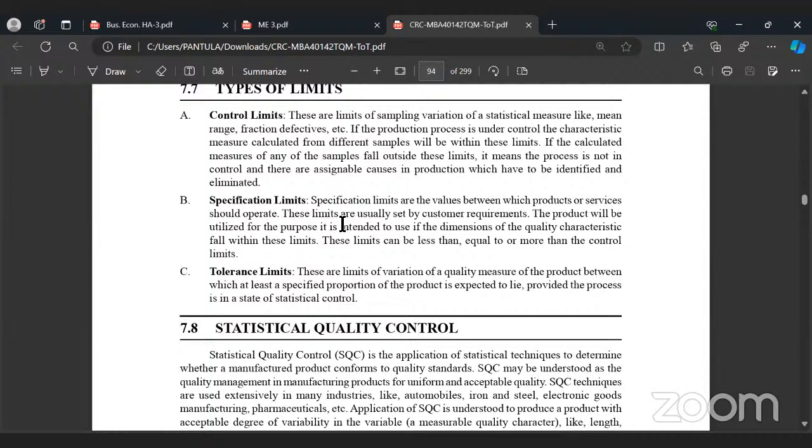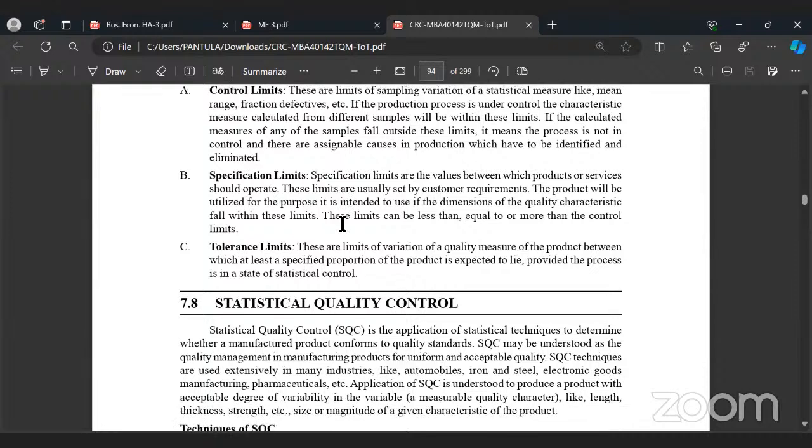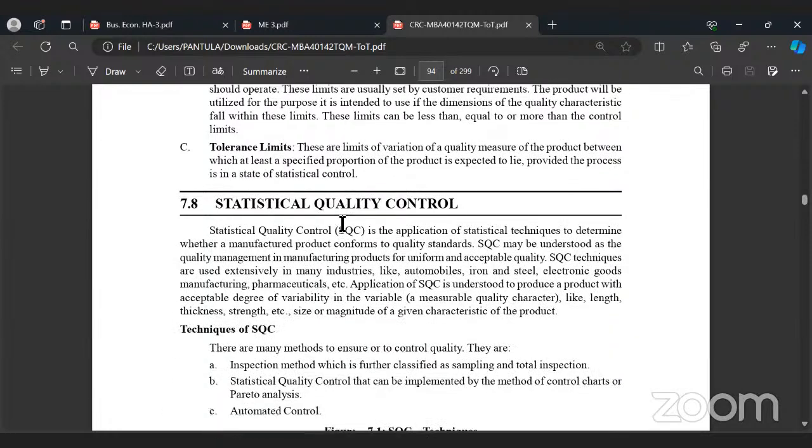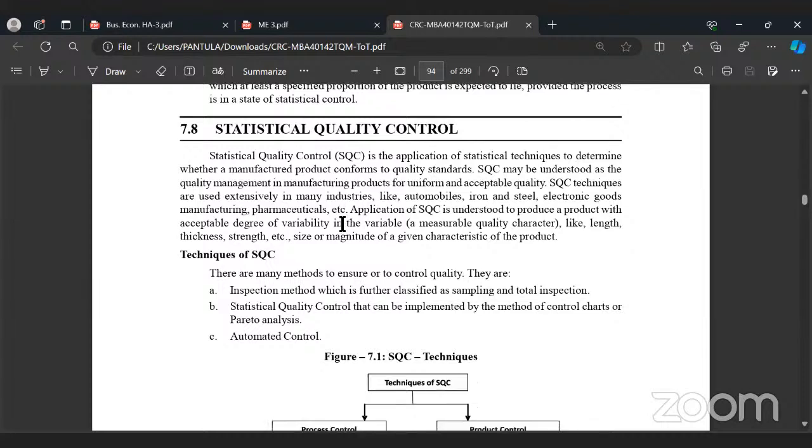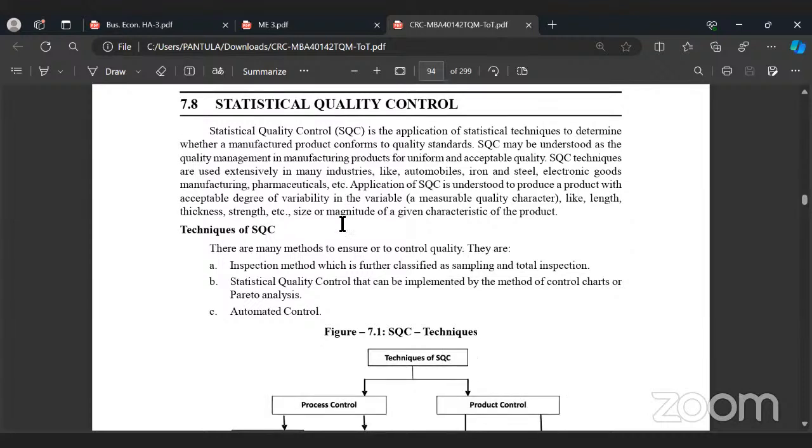Specification limits are the values between which products and services should operate. These limits are usually set by customers' requirements. The product will be realized for the intended purpose of use and dimensions. Tolerance limit is the variation in quality of measures of production between which at least a specified proportion of a product is accepted. Next, statistical quality control.